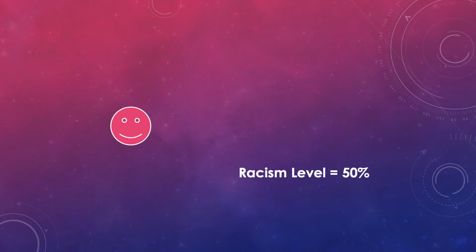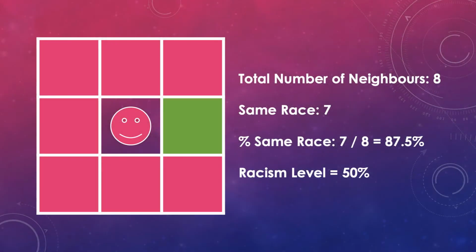If you are 50% racist, what this means is that you're okay if half or more than half of your neighborhood has people of the same race. In this case, one of them is a green person. You're okay because you're only 50% racist. What happens if now your neighborhood has 4 green persons? You're still kinda okay, right?